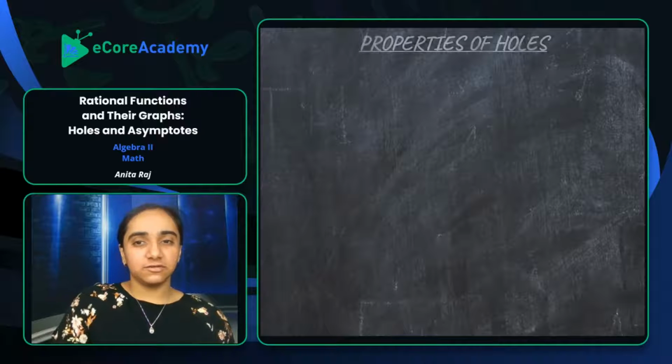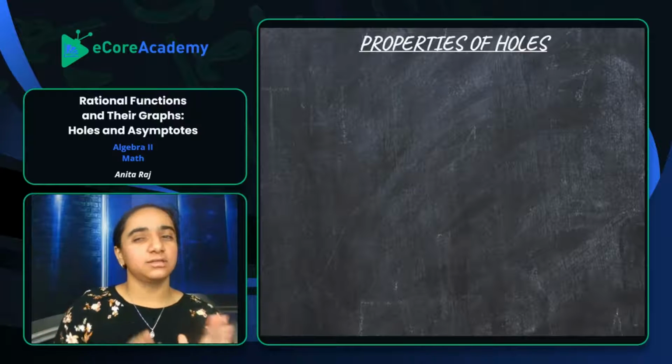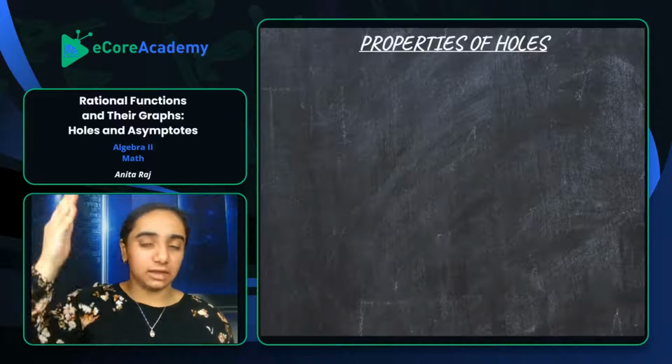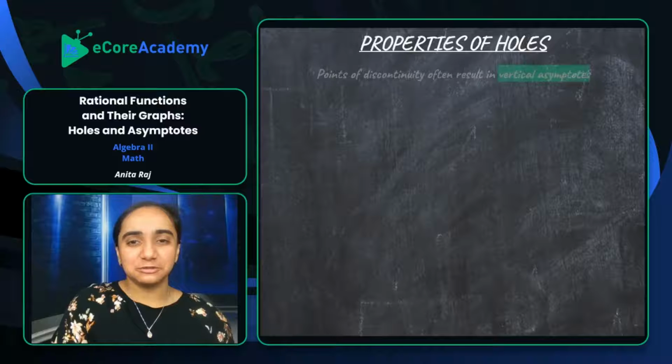All right, so let's get to the first slide, and we're going to first talk about the properties of holes. These are the smallest discontinuity if you want to think about it size-wise. Asymptotes are like lines that go on for infinity. So let's start off small. Let's start off with holes.